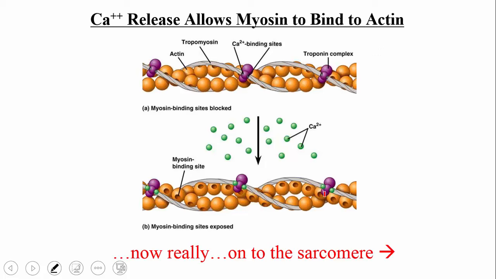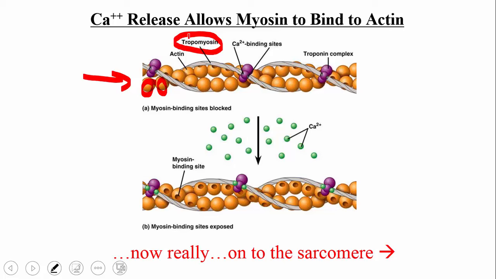Okay, so calcium is released, and this is what happens. The structure that you see here on the top, all of these little beads, those are all actin proteins. What I want you to note is the actin proteins have these little holes in them. But these holes are covered up by a protein called tropomyosin. Those holes are the myosin binding sites, where myosin wants to bind to actin. But if the holes are covered up by tropomyosin, myosin cannot bind to actin. So that's sort of where we are here.